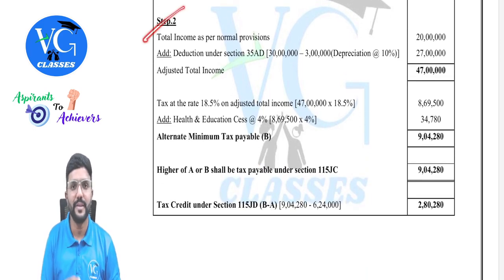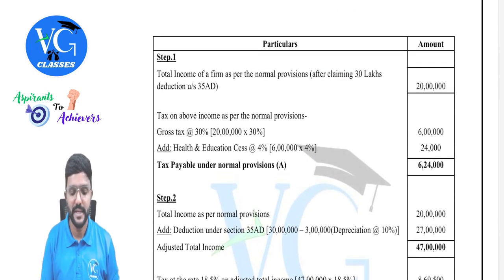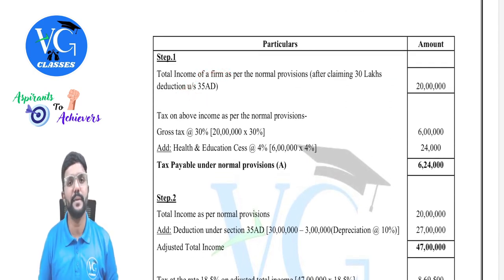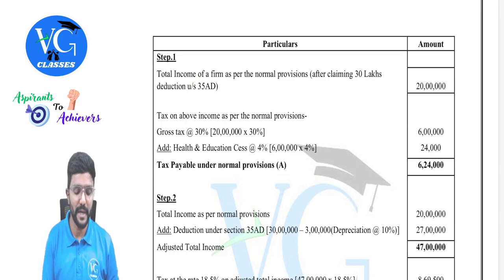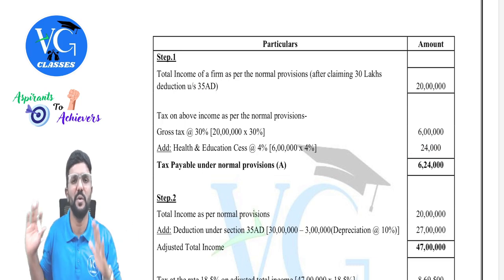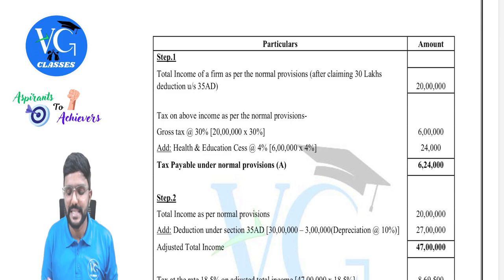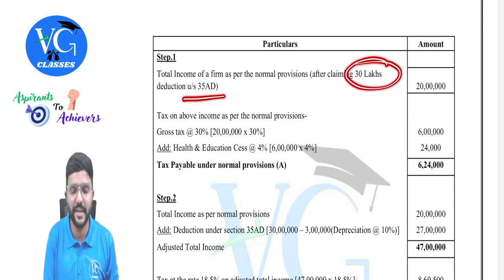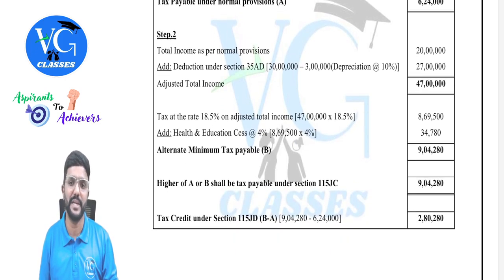So step 2: as the assessee has claimed deduction under section 35AD, is AMT applicable? Yes. So accordingly, apply step 2. If the assessee had not claimed this deduction, then I would stop here only and pay 6,24,000. That is the final amount. No AMT, nothing. As the assessee has claimed a 30 lakh deduction under 35AD, we know that AMT is applicable.